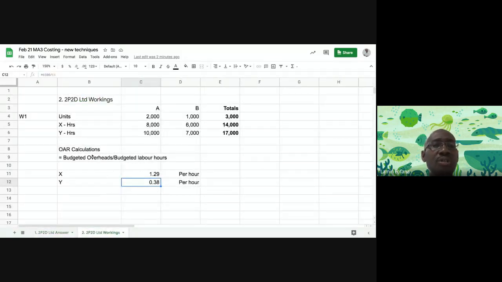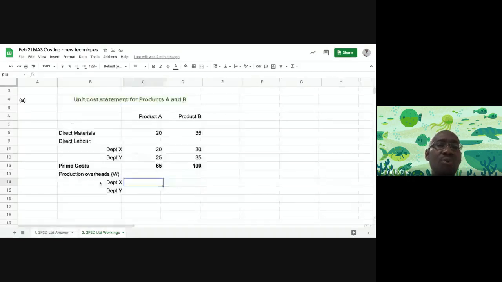So we know in order to calculate our OAR is the budgeted overhead divided by the budgeted activity level, which in this case is the labor hours. So we've calculated that and we got for department X 1.29 per hour and for department Y it's 0.38 per hour. So now we come into absorb here.